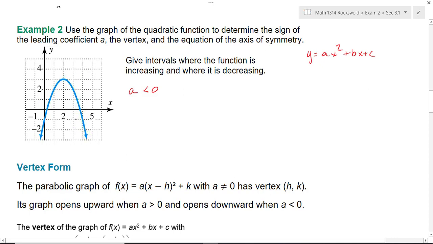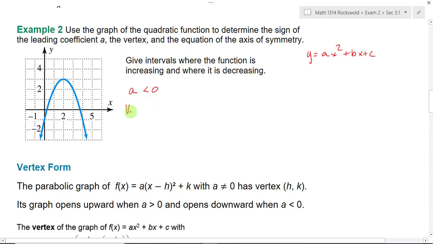The way you can remember it is negative is sad, so sad is frowning. If you're a negative person, you frown. If you're a happy person, you're positive and you smile, and it looks like a smile. It's corny, but it's the corny things that help us remember stuff, right? This is going to be a negative leading coefficient.